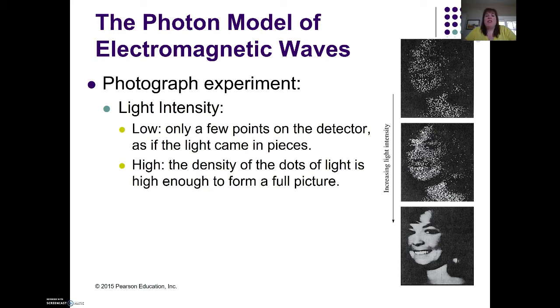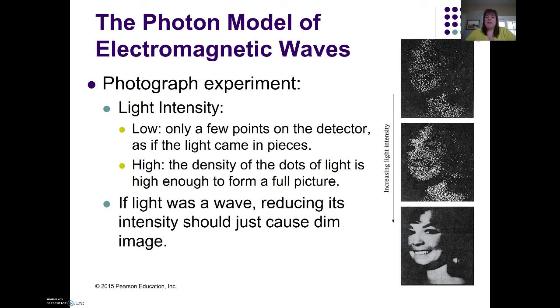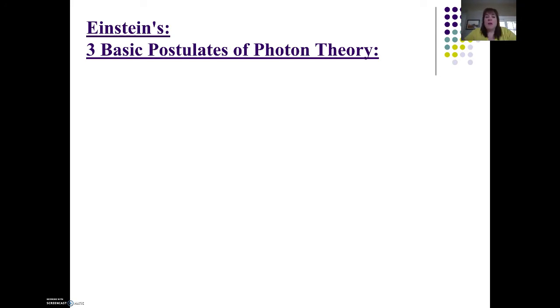Now, why do we think light has this photon or particle-like behavior? Well, one experiment, which is totally cool, in a photograph, is if we change our light intensity. Now, light intensity is like how bright the light is. It's its power per unit area. At a very low intensity, we see only spots. So instead of a full image that's just dimmer, we actually just see individual dots, like a particle. But if we increase the intensity of the light, we get more dots until we have enough to form a fully formed picture, which we would expect to see. Now, if light was just a wave, then reducing that intensity, that power per unit area, should just give us a dimmer image, not a spotty image. Crazy.